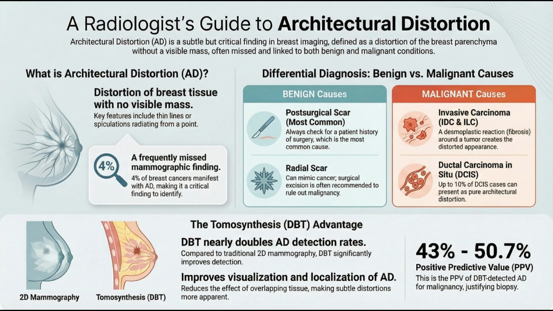Right. IDC is very frequently associated with spiculations that radiate from a central mass. It's the third most common imaging finding of malignancy. The desmoplastic response is classic and usually pretty obvious. And then there's ILC, which is famously subtle and often presents as the purest form of AD.